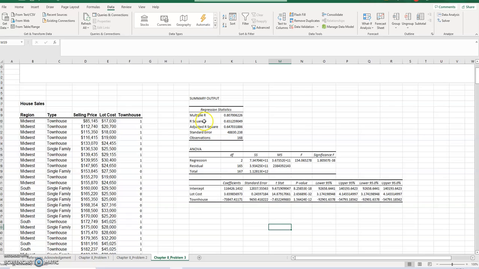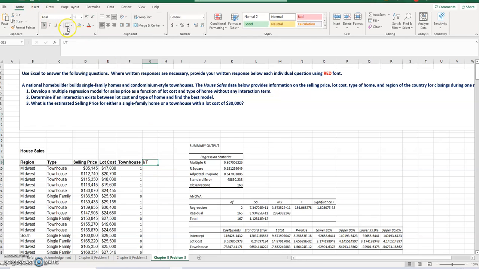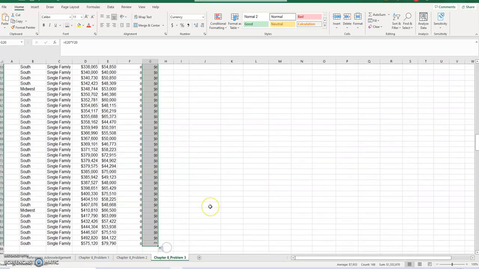Now, that would answer question number 1. Now what we want is this interaction between lot cost and type of home. Since when you put this information into Excel you want all the independent variables together and the dependent variable by itself, I'm just going to put the interaction term here. I might have put it in a different spot, but it's the same detail. The interaction term here would be the product of the lot cost times the binary variable. Then you can just take that formula and pull it all the way to the bottom, and that will fill in.